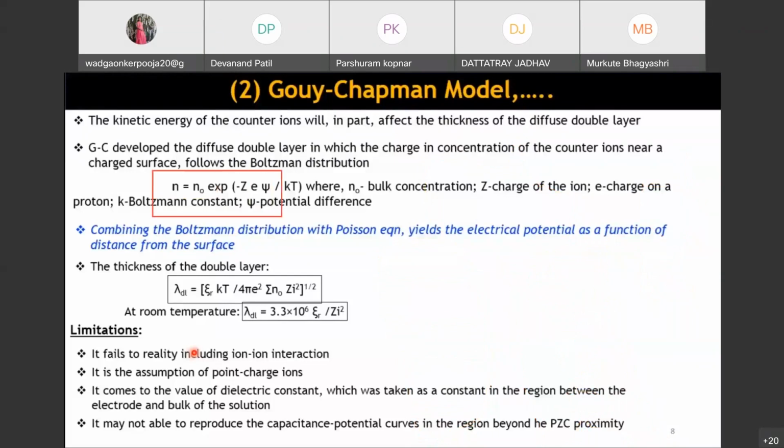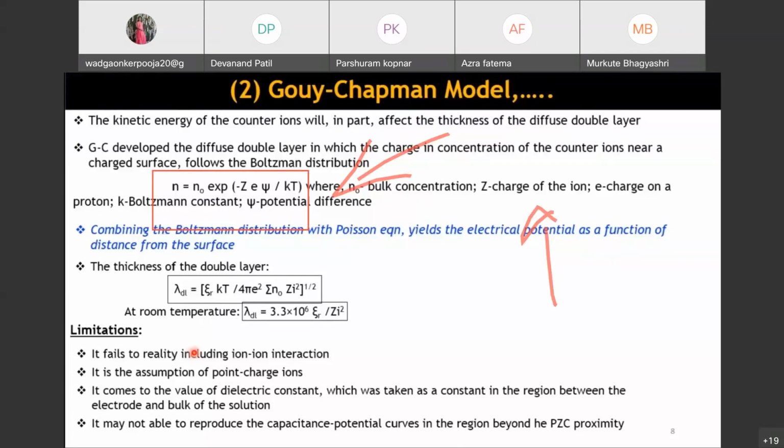It is right in front of you. I have boxed it with a red box. The Boltzmann distribution law is n equals n0 into exponential raised to minus z e psi upon kT, where n0 means your bulk concentration, z means the charge, e means the charge on your proton, and k means the Boltzmann constant, obviously.